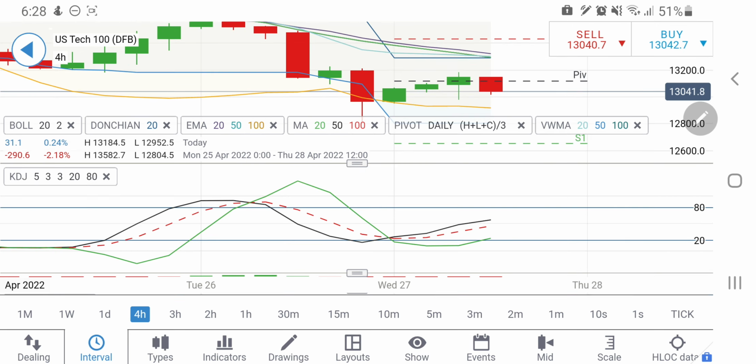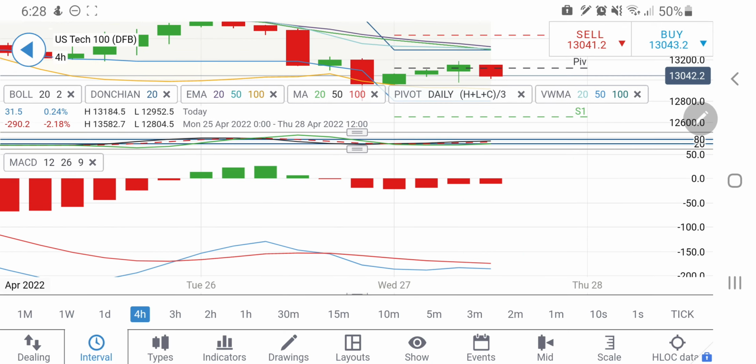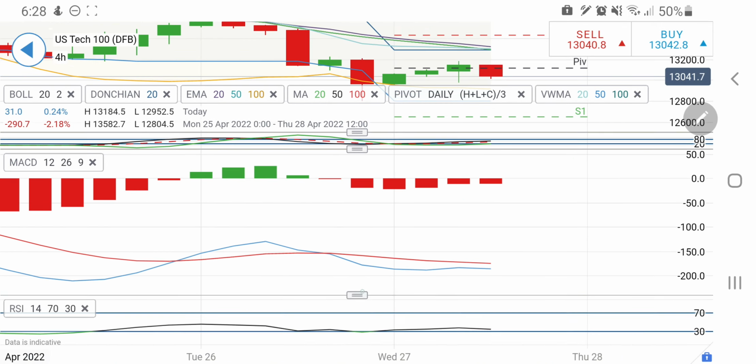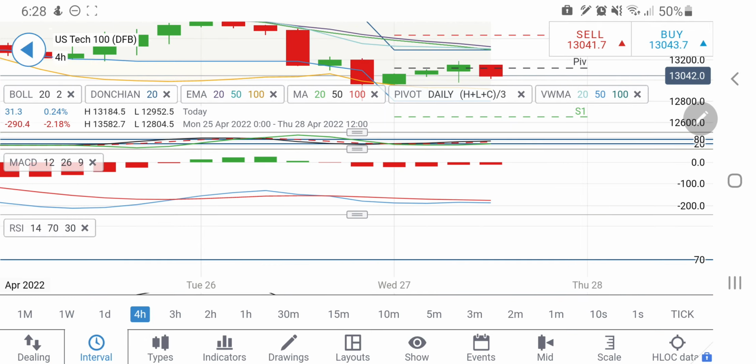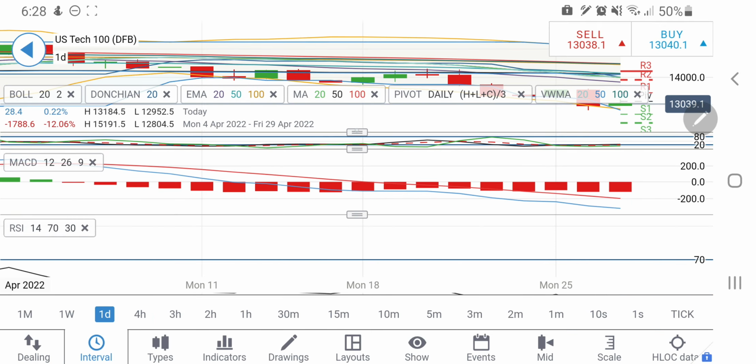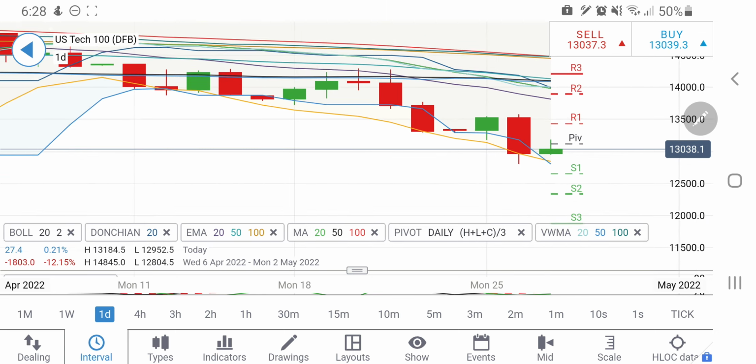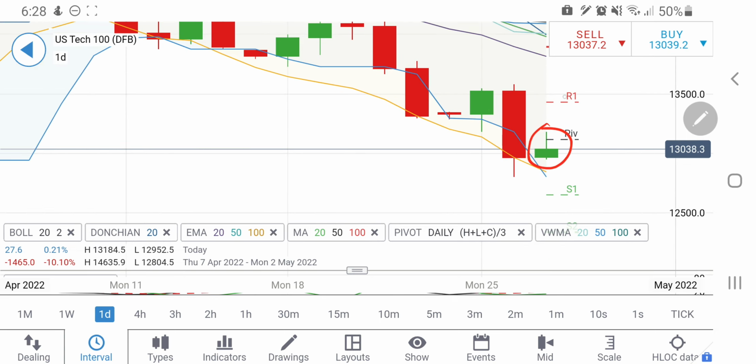If it breaks 13,200, this is a case of certain long. Stochastic looking upward, still in buy. MACD is still on sell and it is still red. RSI looking downwards. And if you look at the daily charts, on the daily chart the candle is green, but yes, it is trying to form the wick out there.